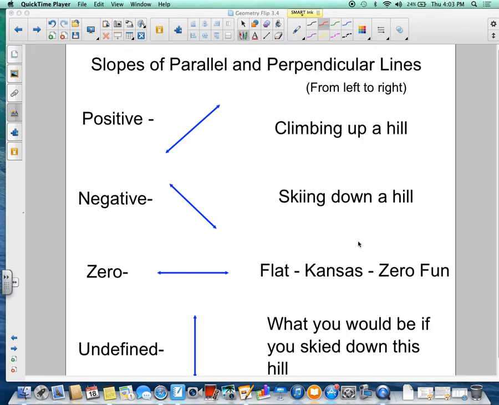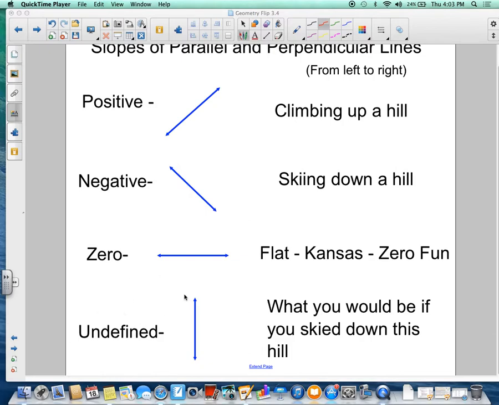So when I was a little kid, we used to drive to Colorado to go skiing, and we would always drive through Kansas. Well, driving through Kansas is like the most boring thing ever because there's nothing to see in Kansas. So there are zero fun things in Kansas. So therefore, the slope of the flat line is zero.